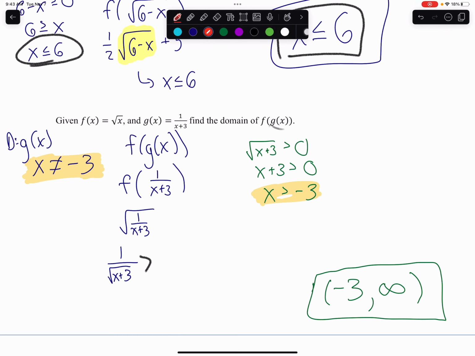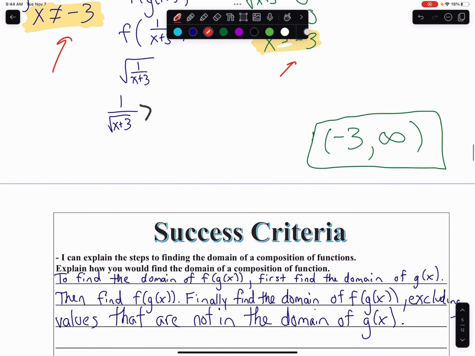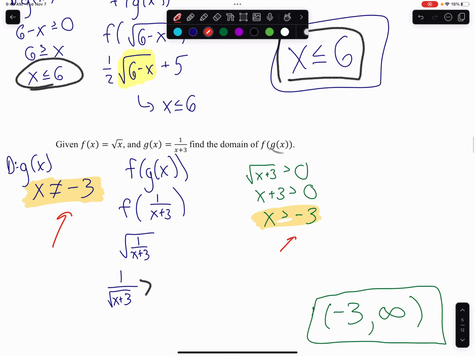So that would just be -3 to infinity. Because we also said x cannot equal -3 here. And it also can't equal -3 here. So it would just be -3 to infinity. That's it for the domain of composite functions. What a thrilling concept.